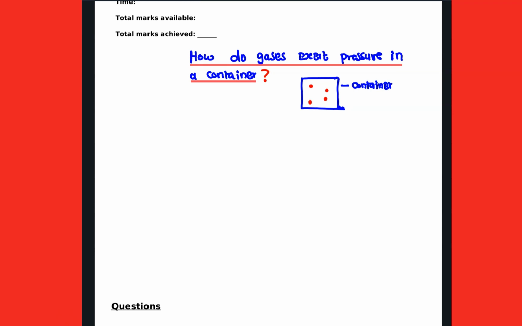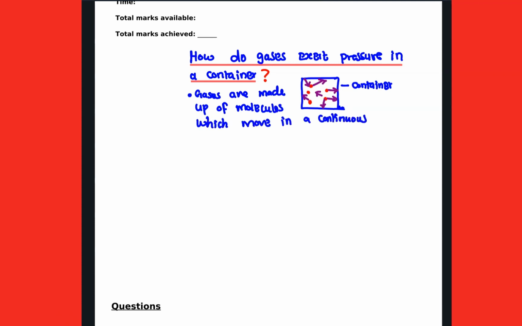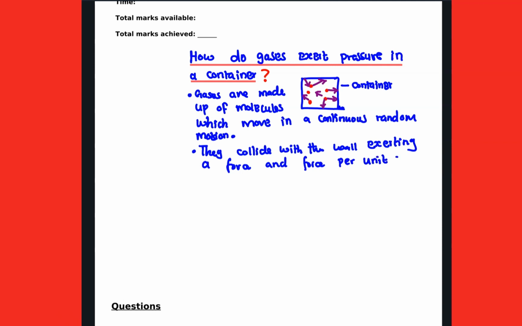Remember, a gas is made of molecules, and these molecules keep on moving in random motion, and in the process they collide with the walls of the container, exerting a force, and the force per unit area is pressure. So we are going to say gases are made of molecules which move in a continuous random motion. They collide with the walls, exerting a force, and force per unit area is pressure.